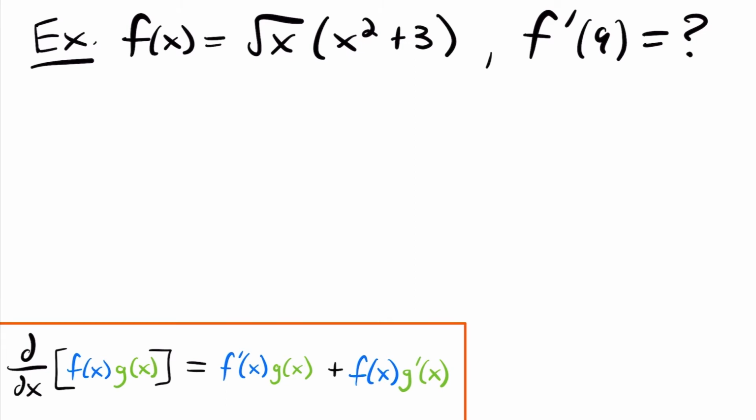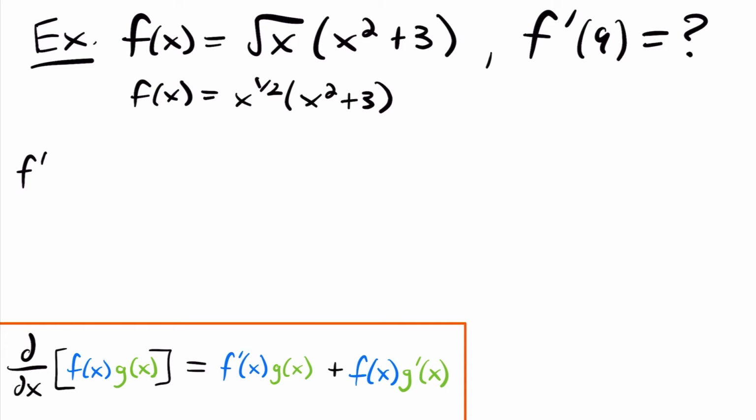So a quick note, we can rewrite the square root of x to be x to the 1/2 power so that we can more easily see how to use our power rule for that derivative. So I'll quickly redefine our function here as f of x equals x to the 1/2 power times x squared plus 3. So now let's go ahead and take our derivative.